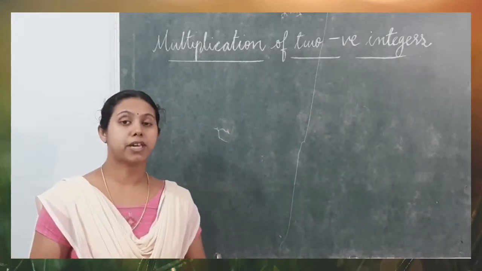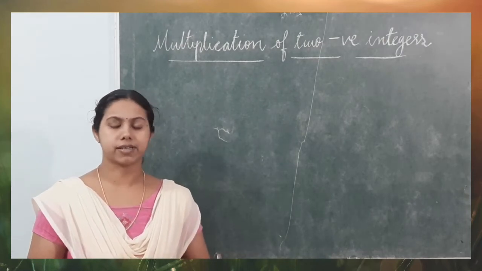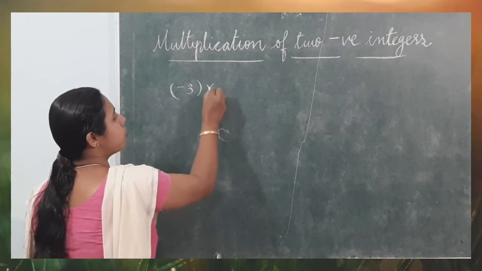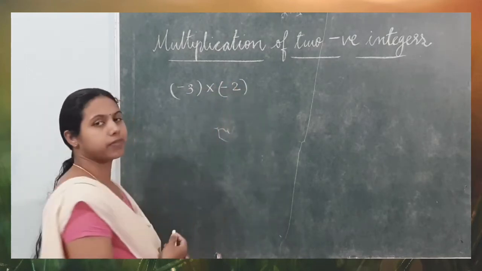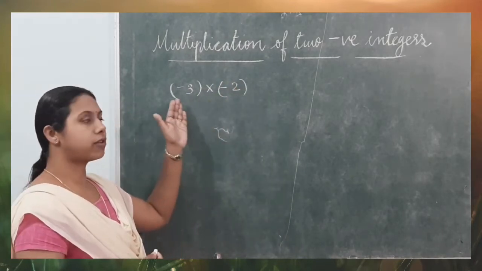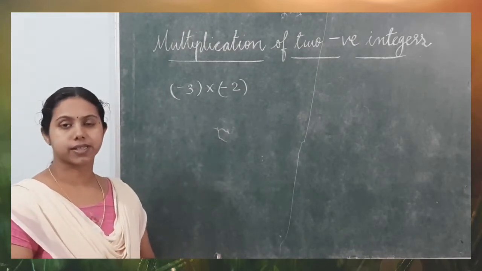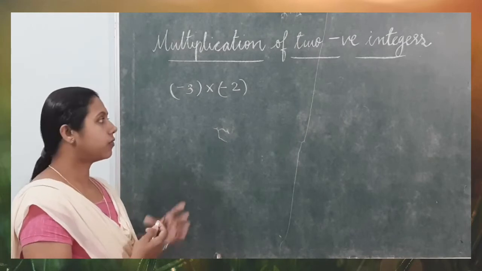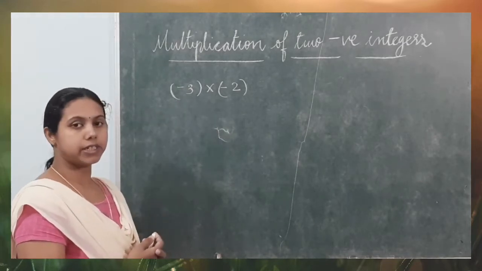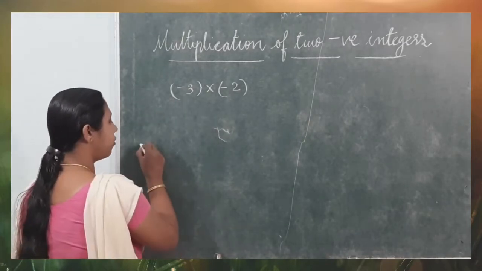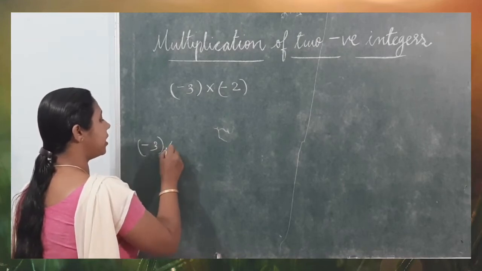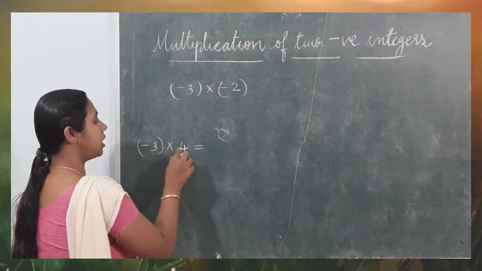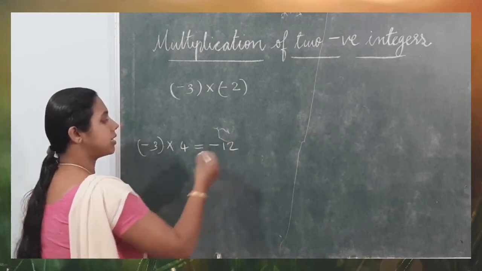Next one is multiplication of two negative integers. Can you find the product of minus 3 into minus 2? Here we want to multiply two negative integers. I will show you one pattern to find the product of two negative integers. Now we know how to multiply a negative integer with a positive integer. We know that negative 3 into 4 is equal to negative 12.